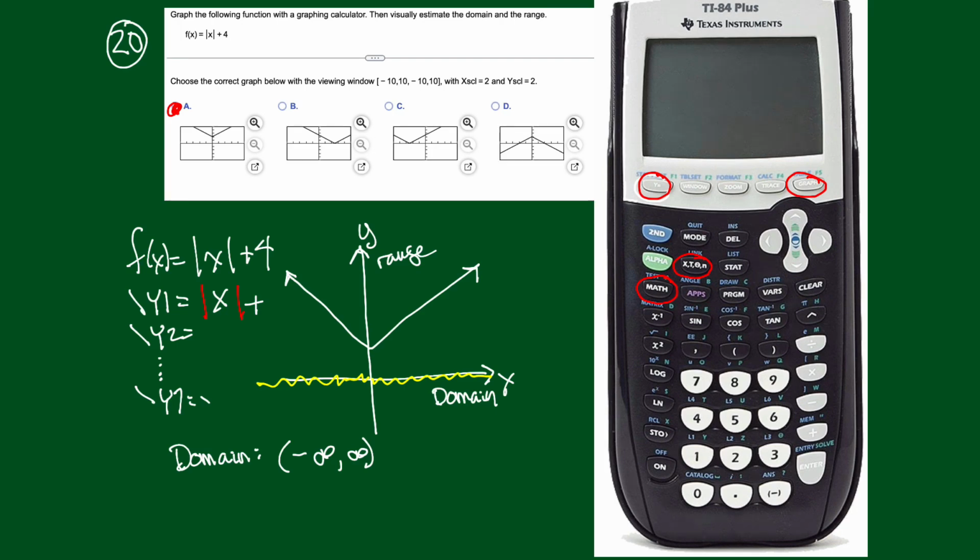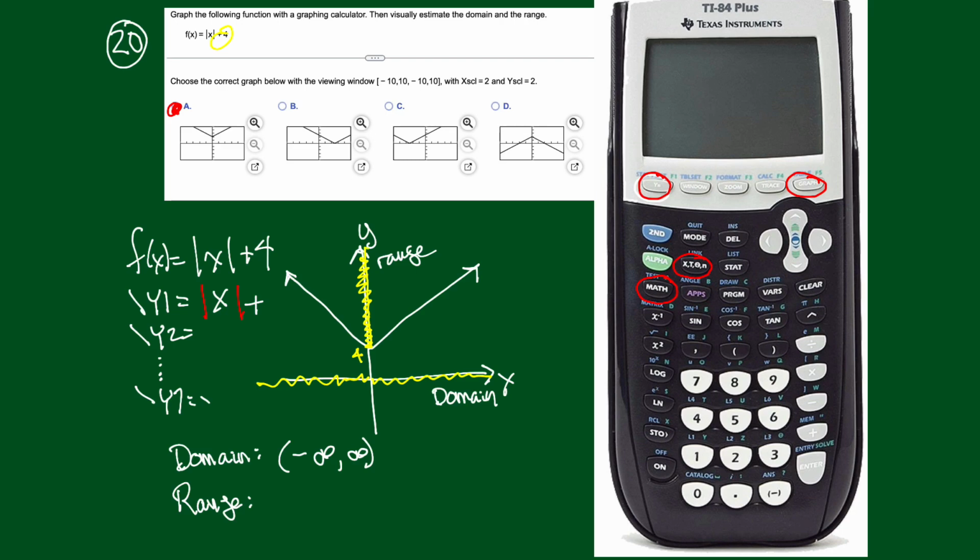Now what about the range? The range is where the y values are. Now the y values in this graph, there's none here, right? There's no y values here. There's no graph here. But the y values all seem to be from this point up. Now that is the point 4. You can see it in the graph right there. That's the 4. All right, so we can go from 4 all the way up to infinity.